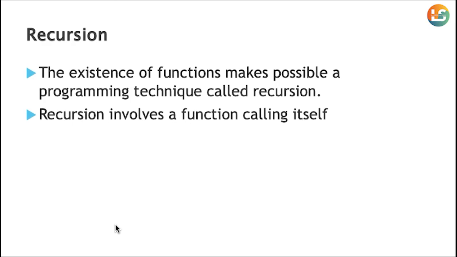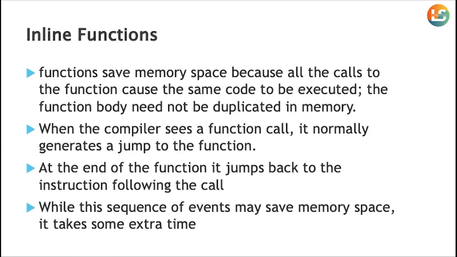The last main thing we need to cover in functions are the inline functions. Functions save memory space because all the calls to the function cause the same code to be executed. The function body need not be duplicated in memory. When the compiler sees a function call, it normally generates a jump to the function. At the end of the function, it jumps back to the instruction following the call. While this sequence of events may save memory space, it takes some extra time.